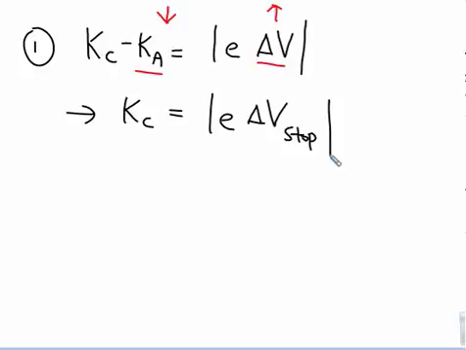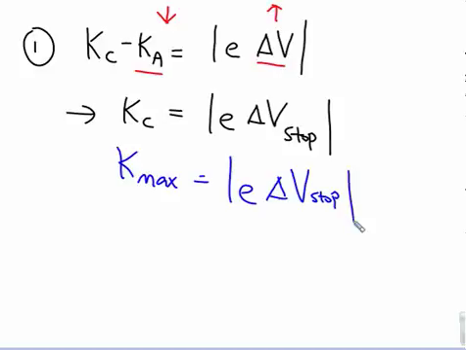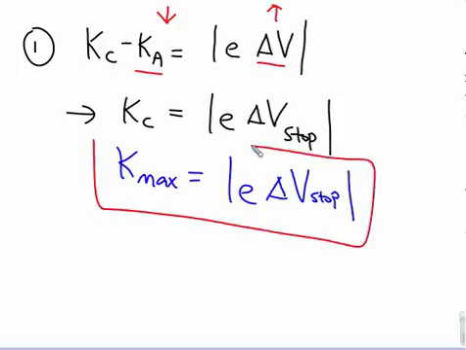Now, this helps us to obtain this relationship. The KE at C is what we call the maximum KE of the photoelectrons. So this is an important relationship: K max equals E times delta V. Now this is a very important relationship, and I hope that the discussion of how it's derived from first principles was helpful for you in understanding how this comes about. Let me put this in a red box.